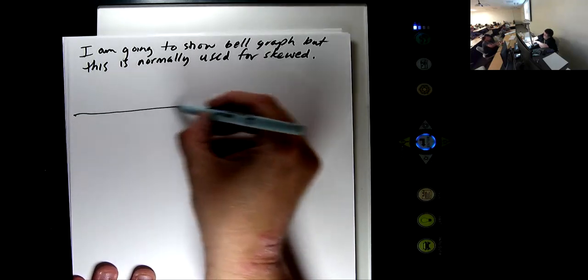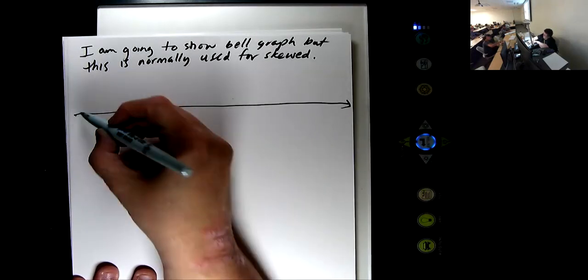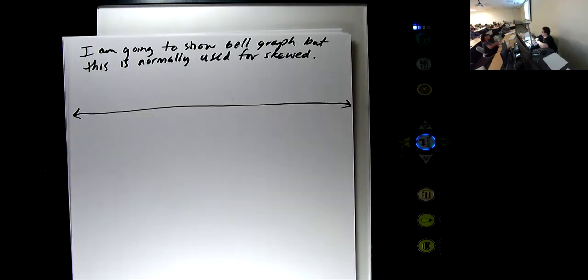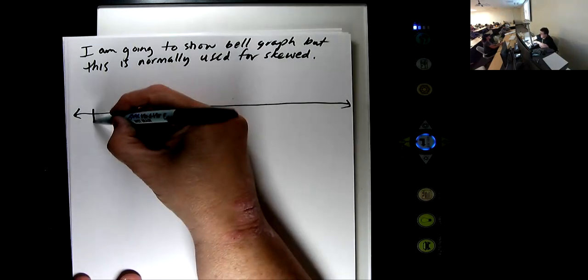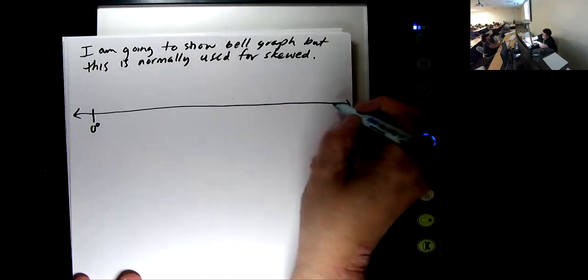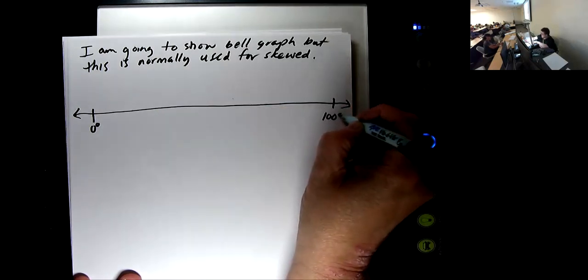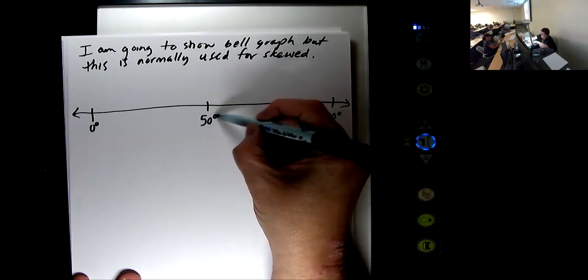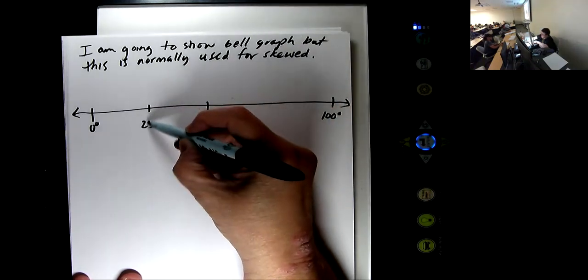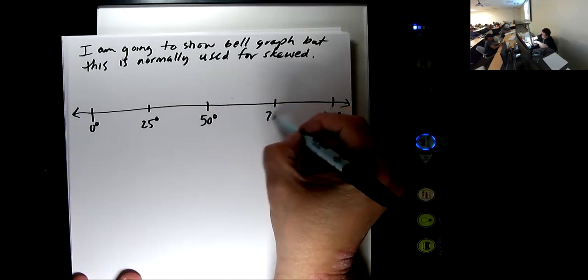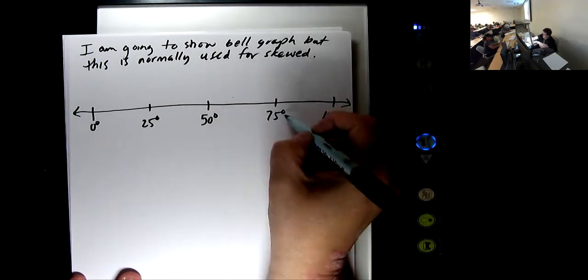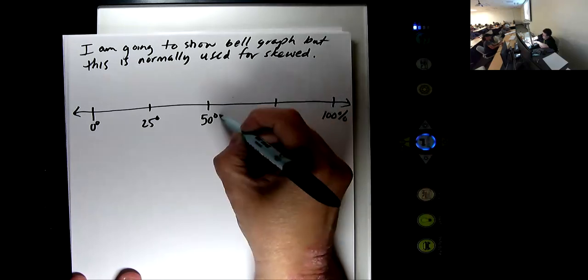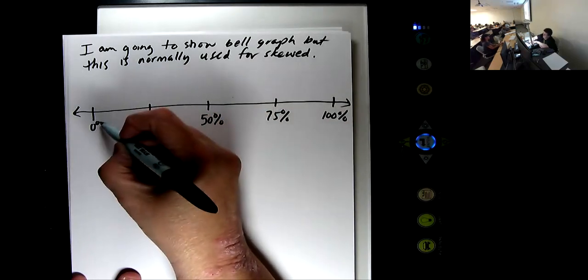In fact, percentile is how they report SAT scores. If you're in high school and you take the SAT, they give you a percentile. The lowest score is the 0 percentile. The highest score is the 100 percentile. And I'll put 50% in the middle. And we'll do 25% and 75%. I've got degree signs, not percent signs, because I don't know what I'm doing.